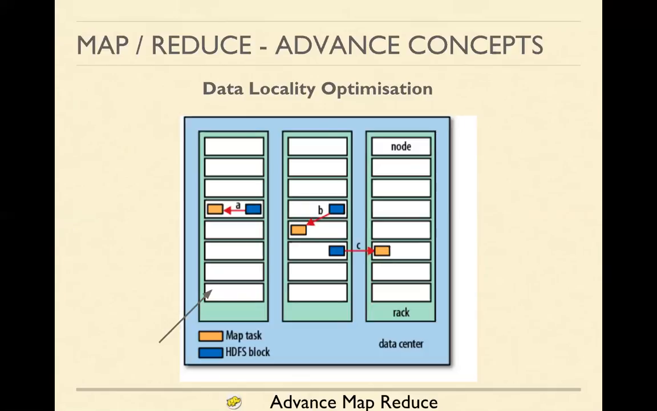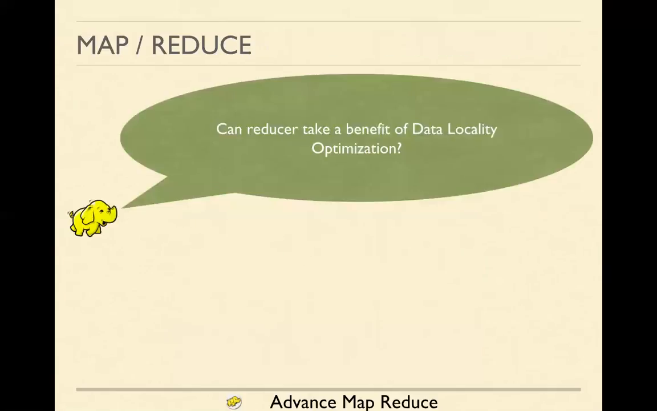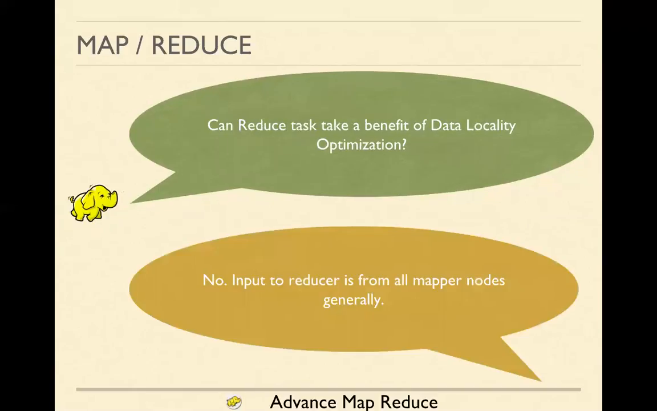All right, wonderful. So this is called data locality optimization. A quick question to all: can a reducer take advantage of data locality? Yes or no? The answer is no, because the reducer would generally be on a different node than the mapper.